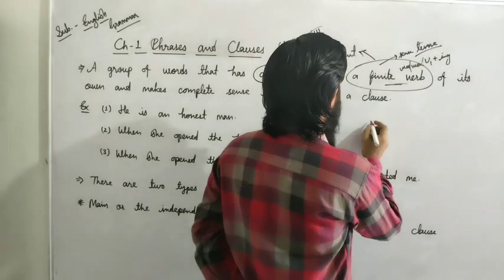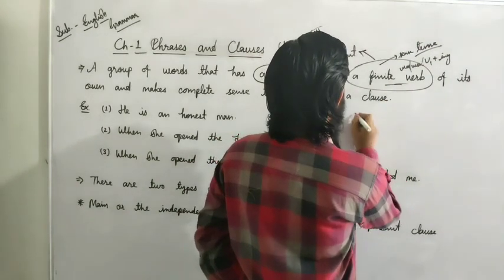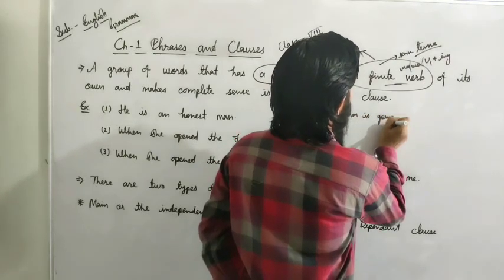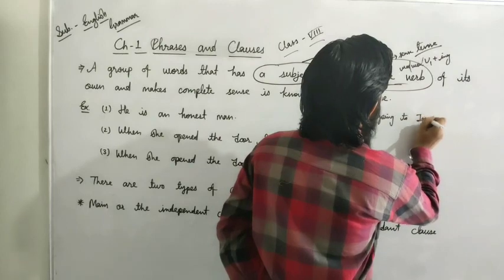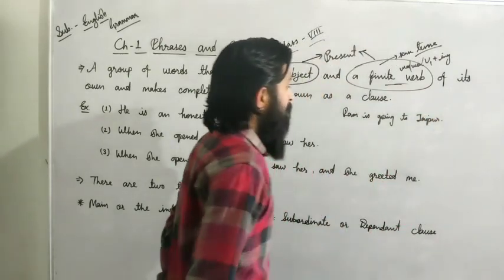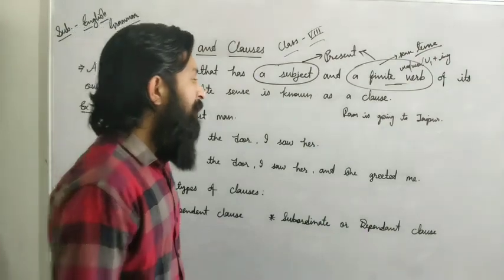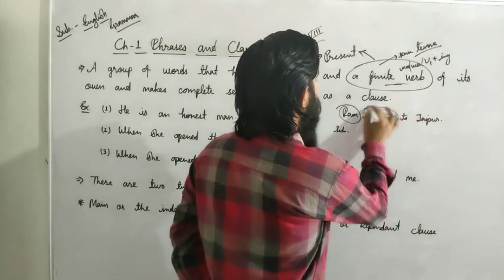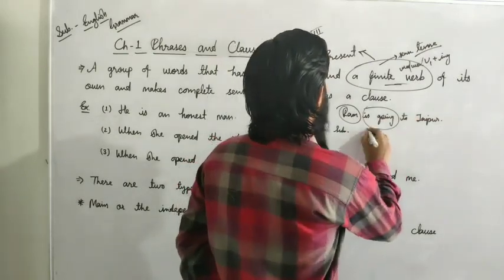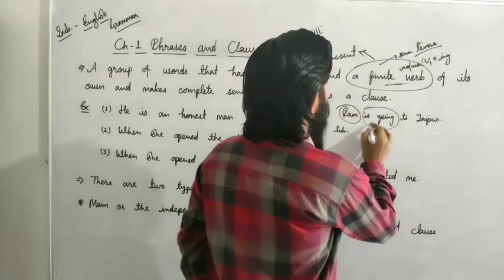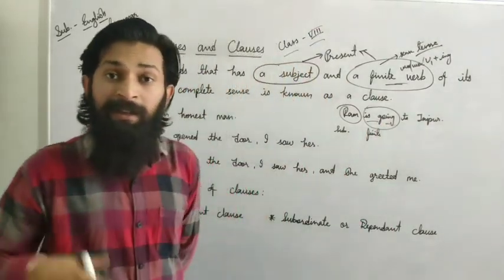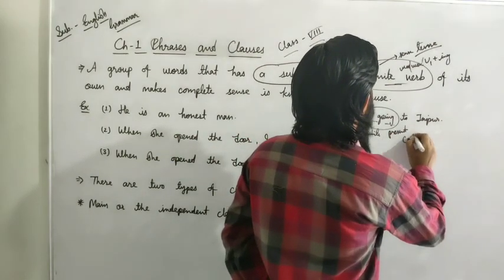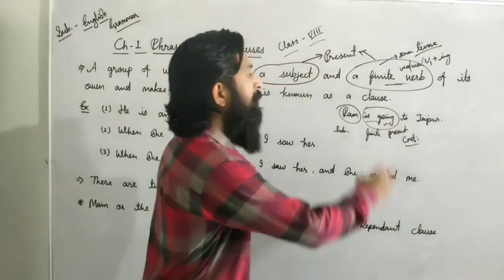Once again I am going to give an example, like: Ram is going to Jaipur. Dear students, if we talk about this sentence, the subject is Ram and "is going" is known as the finite verb. Because of the is plus ing form, we can say that it is part of the present continuous. That type of word is known as a finite verb.